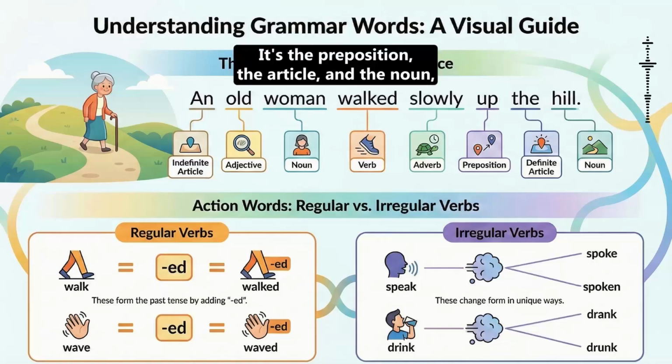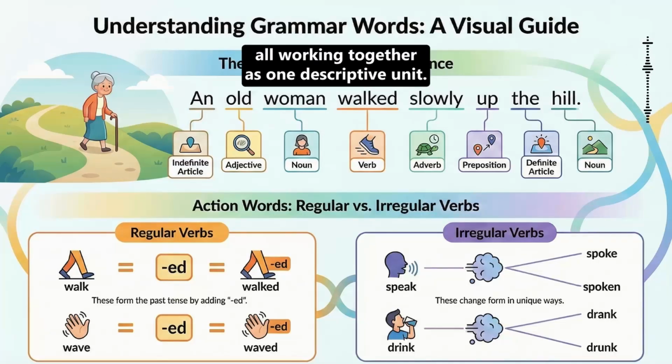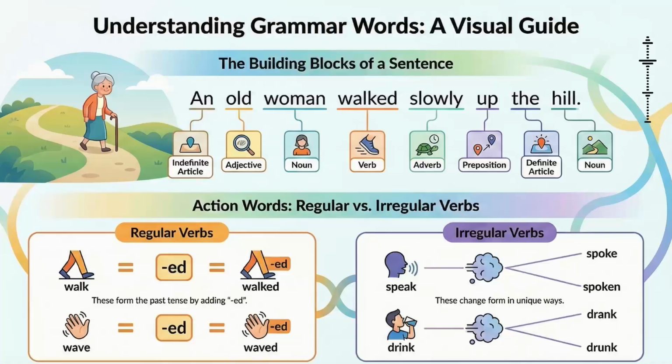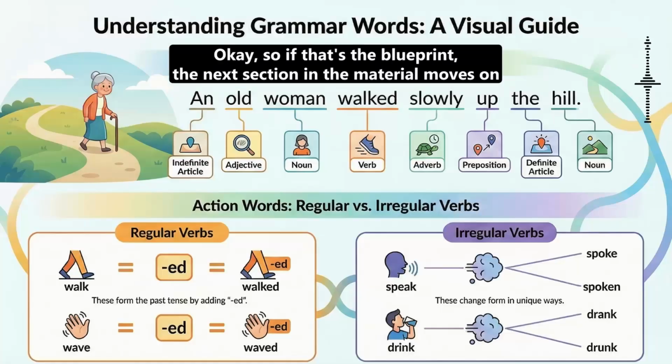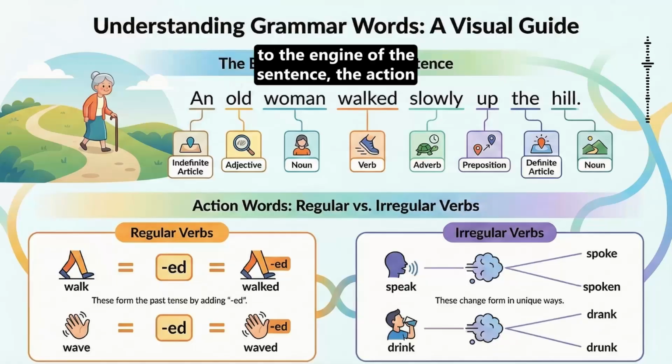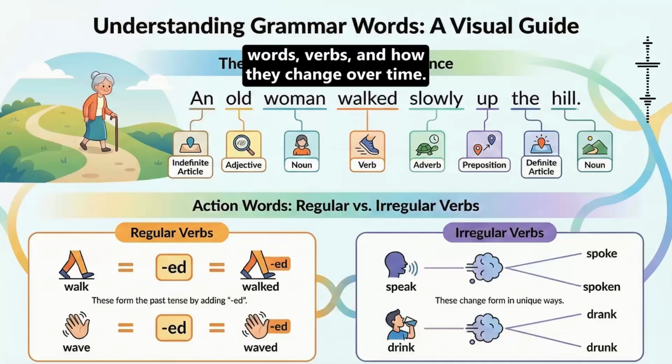It's the preposition, the article, and the noun all working together as one descriptive unit. Recognizing those units is the key to understanding much longer, more complex sentences later on. Okay, so if that's the blueprint, the next section in the material moves on to the engine of the sentence, the action words, verbs, and how they change over time.